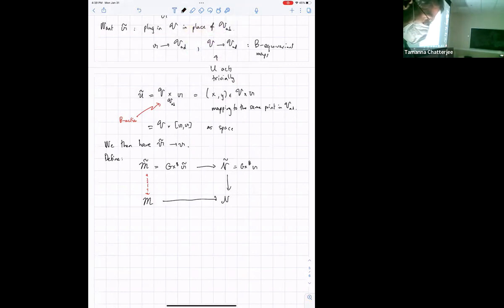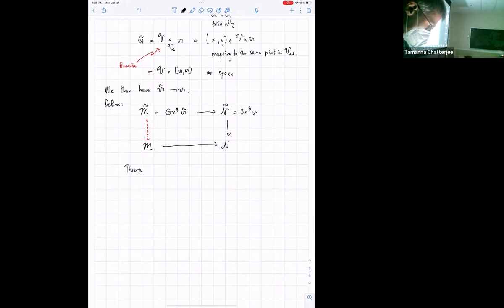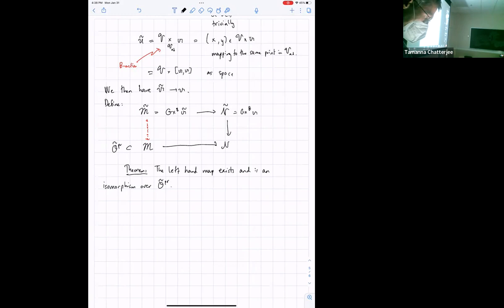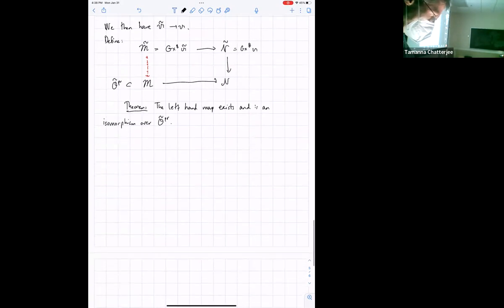And so the theorem is that the left-hand map exists and is an isomorphism over the universal cover of the principal order, which is contained in both of these things here. That's contained in here. One has to show that, but one can show that this O tilde PR is contained in this spec of it. So it's R. Okay. So that is a theorem, and it requires some.